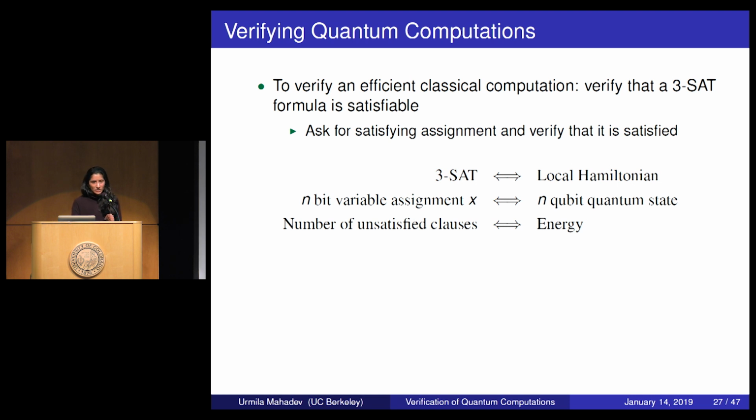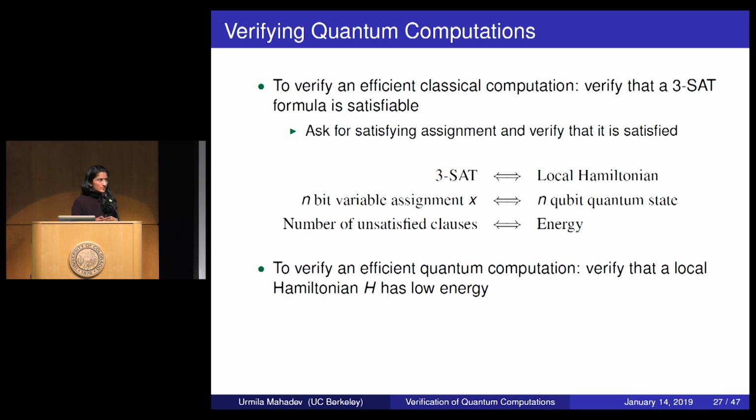So if we take this analogy, I can give you a protocol which a quantum verifier can use to verify a quantum computation. Here's how it goes. Just like the classical verifier considered a 3-SAT instance, the quantum verifier will consider a local Hamiltonian instance, and his goal is to verify that the local Hamiltonian has low energy. So he asks the prover for a ground state, and he verifies that the Hamiltonian has low energy with respect to the ground state. This is equivalent to verifying that an assignment is satisfied. So this is it. It's a simple protocol with a quantum verifier.